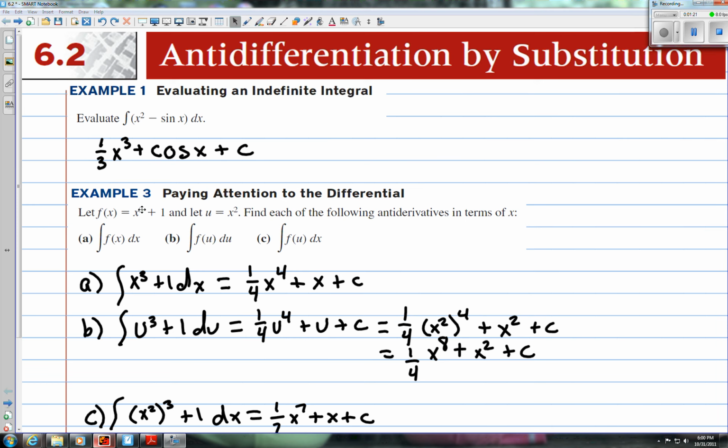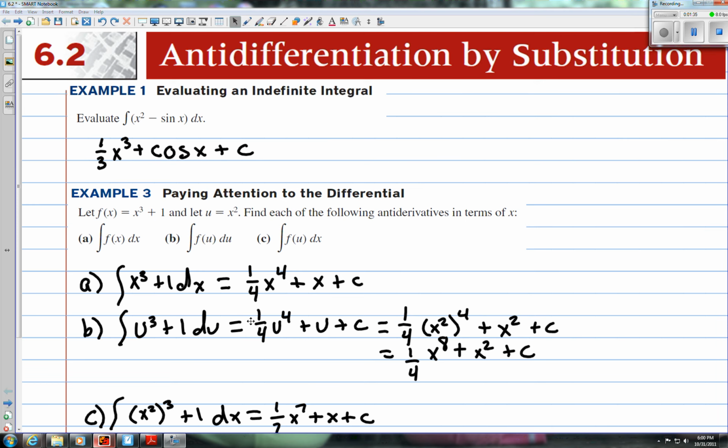Letter B, we want f of u, which means instead of having x's in f of x, we're going to plug u's in for the x's. So we end up having u to the third plus 1 du. So we're going to integrate with respect to u, not x. When we do that, we get 1/4 u to the fourth plus u, and then plus c, of course.